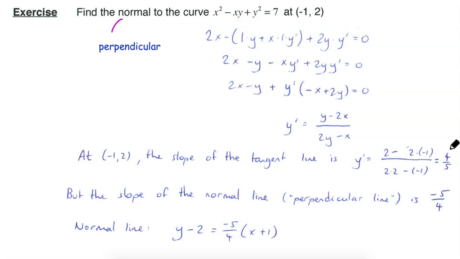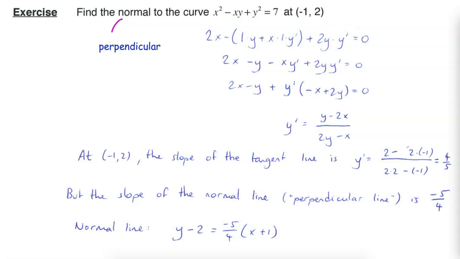I flip the numerator and denominator, and I change the sign, so the perpendicular line's slope is -5/4. And now we're done. We can just use the line point-slope form, so y - 2 = -5/4 (x + 1).